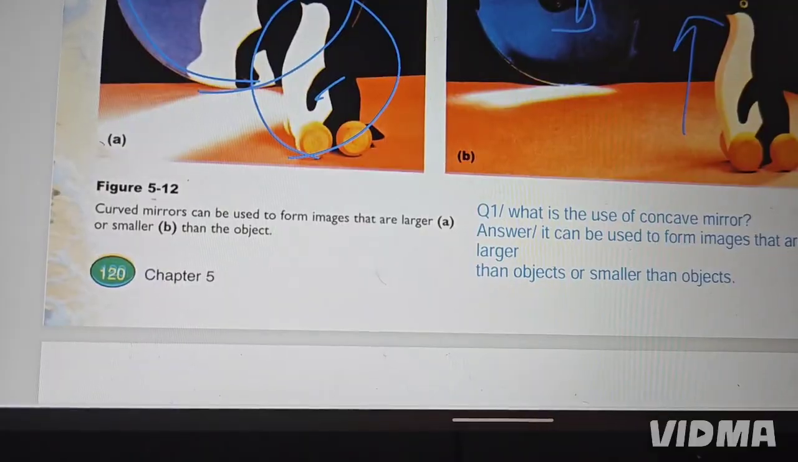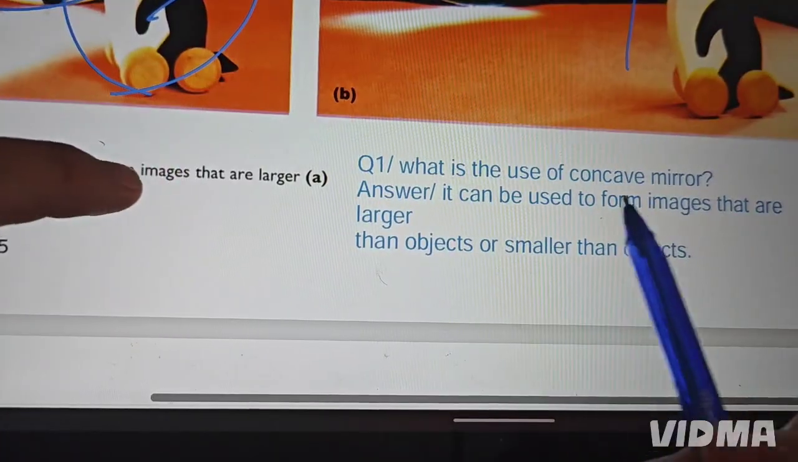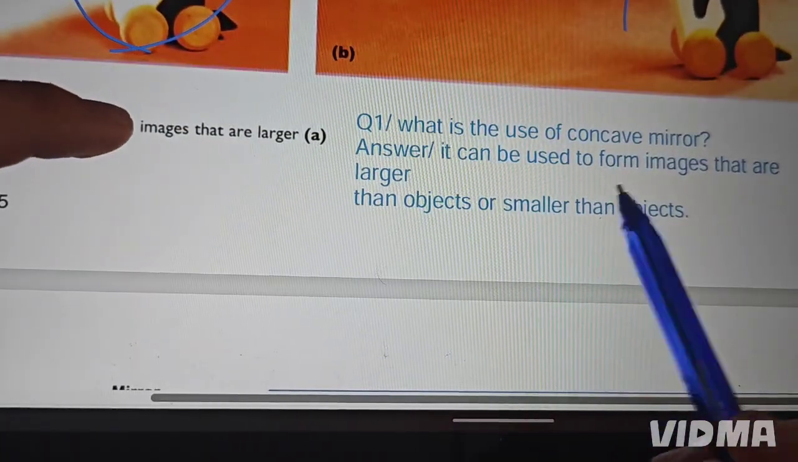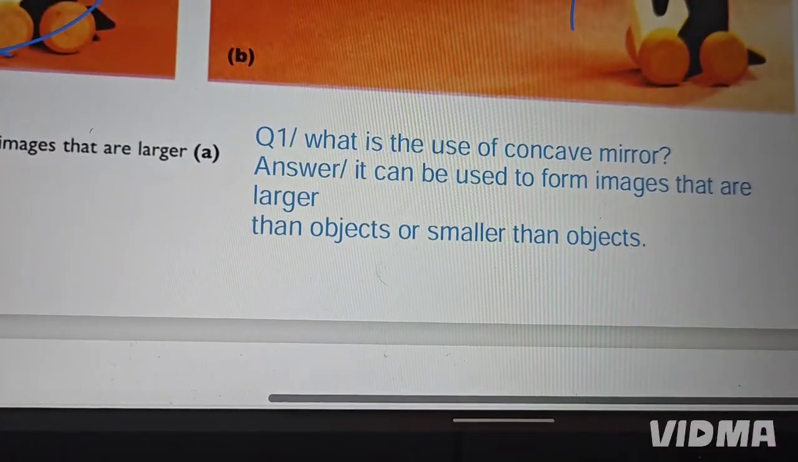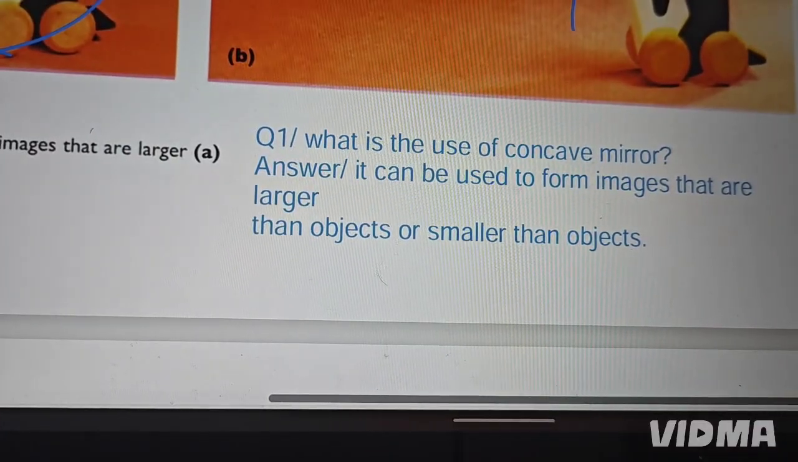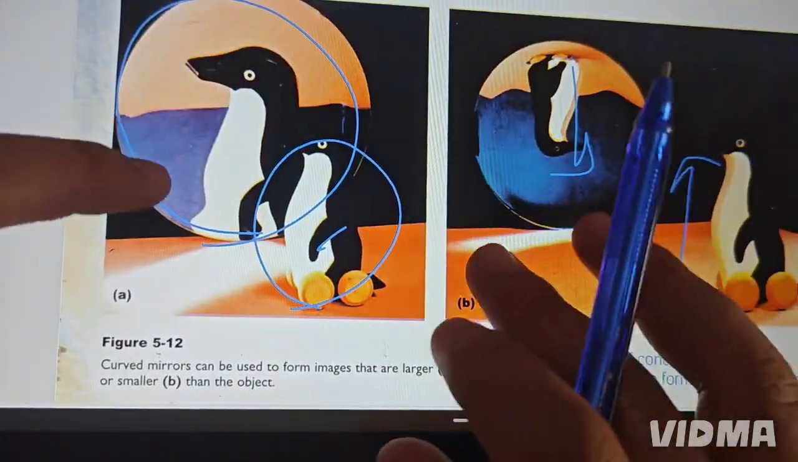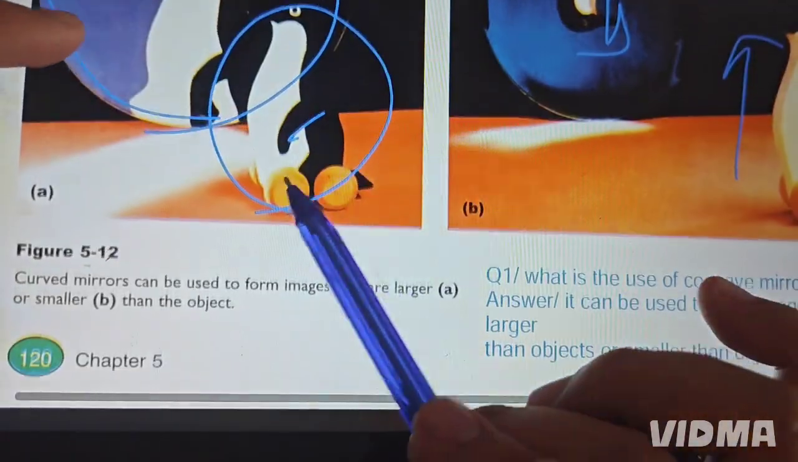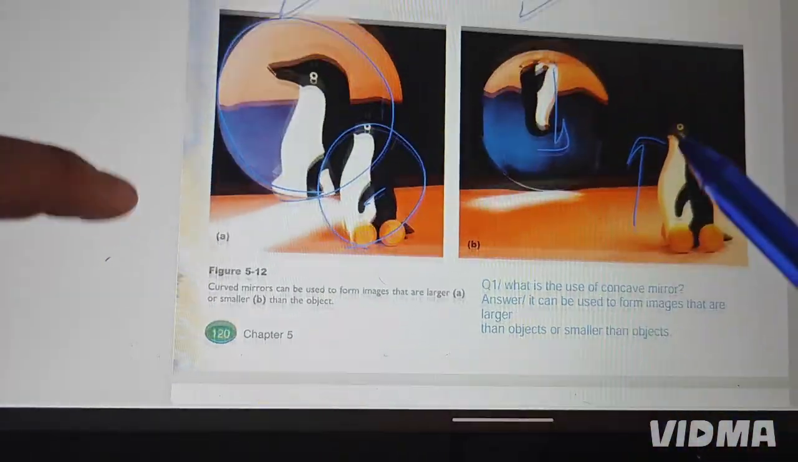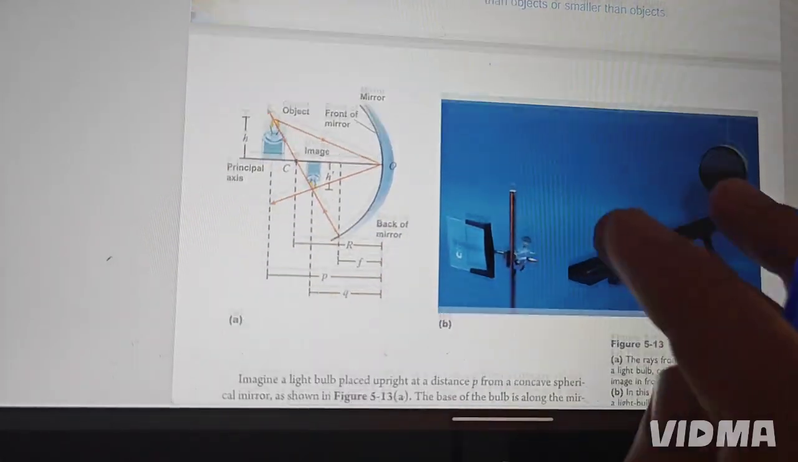Good. We have a question now. Why are we using a concave mirror? Because it can be used to form an image. We know we are using any type of mirror to form or to create an image that is larger than the object or smaller. If you notice, in here I told you this image is larger than the object. That's why we are using a concave spherical mirror.